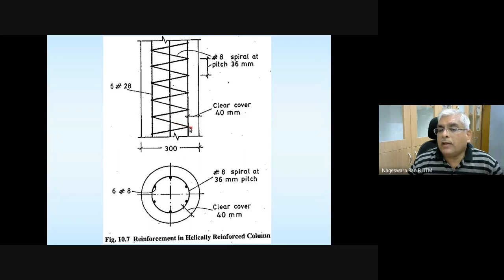this spiral is going along the outer periphery of the rebars, outer periphery of the longitudinal rebars. So the circumference of this is given by, pi times the diameter up to the midpoint of this helical reinforcement.